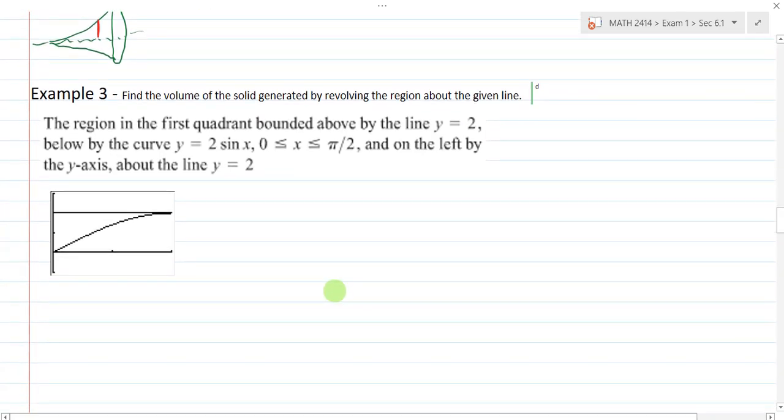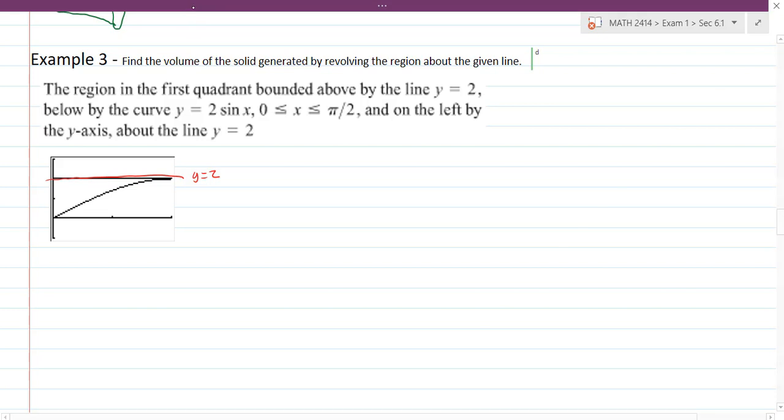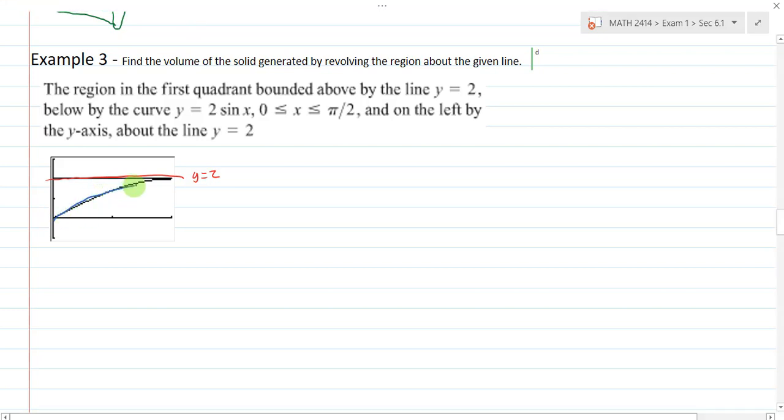Moving on, example 3. Here we're asked to find the volume of the solid generated by revolving the region about the given line. The region in the first quadrant bounded above by the line y equals 2. So here's the line y equals 2. So that's bounding the top of our shaded region. Below by the curve y equals 2 sine x. So this would be the curve y equals 2 sine x. And we're going from x equals 0 to pi over 2. So this point right here would be pi over 2.